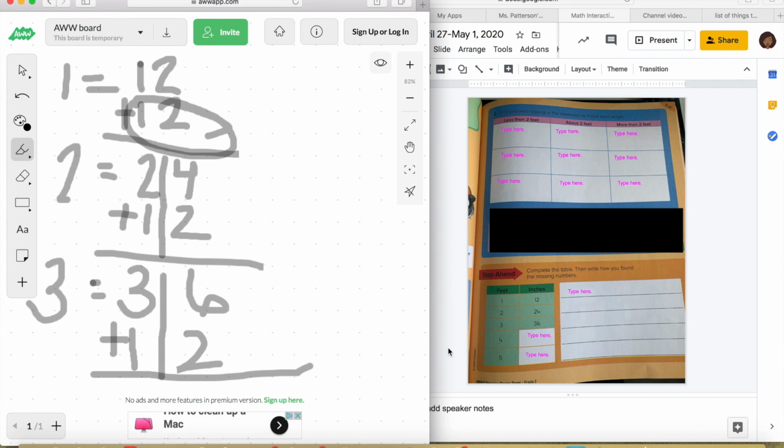Once you get your answer, you'll come over here and type it in. And then you do it again for 5. You come over here and type it in. And then you tell me, how did you find those missing numbers? So I just explained it to you, so you can write how I just explained it out. Or if you have another way, like I said, some of you guys might do some multiplication, then you can maybe say that you use multiplication and explain to me how you did that.